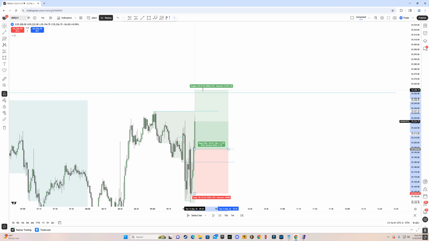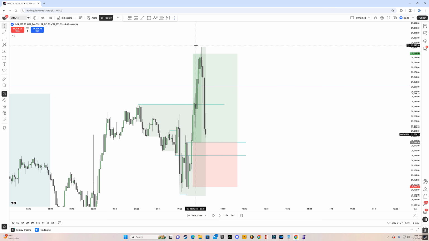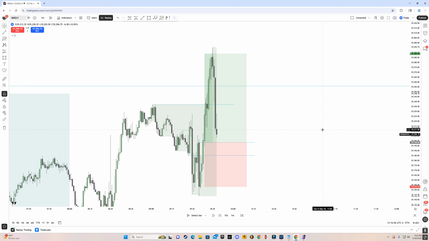So I want to get at least 1 to 2 RR. So what I would do is I would go break even once the range high is taken out. And that puts me in a safe spot. And right there, we hit the 1 to 2, we took out the equal highs, and bam, we are done for the day. Okay? It's really that simple, guys.